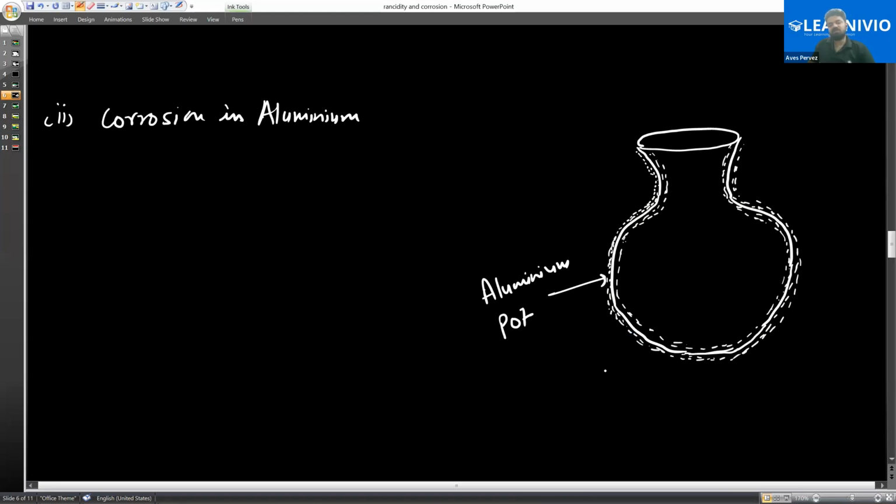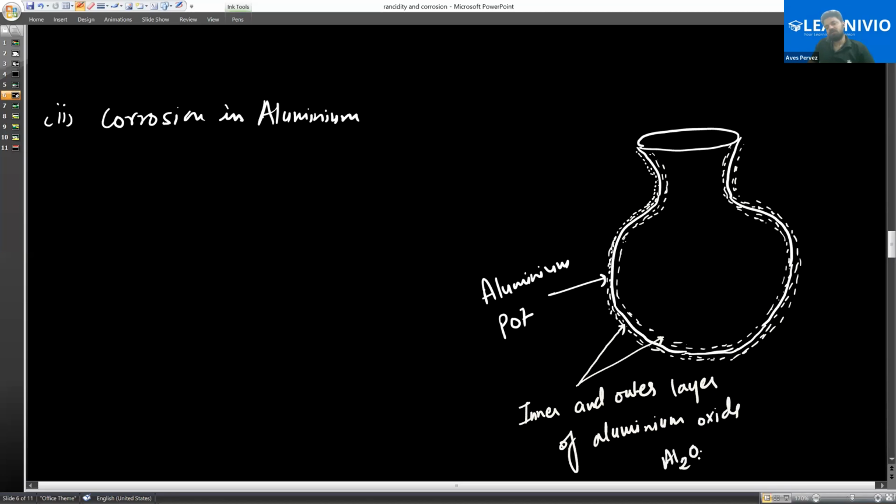So this one is the inner and outer layer of aluminum oxide, Al2O3, which acts as a protective layer and does not let the metal corrode further. Means the layer does not let the metal corrode. But why is it called corrosion? Because it gives a dull appearance.